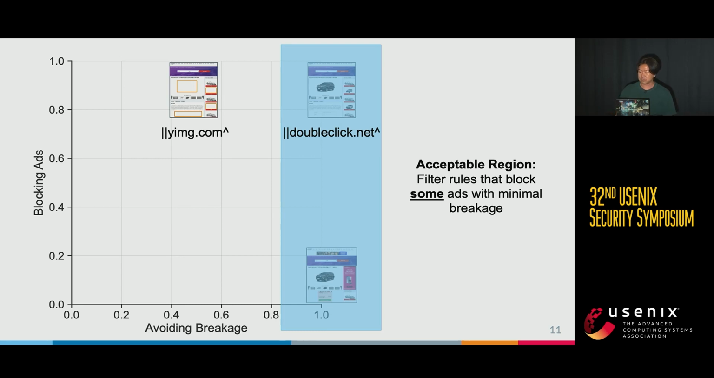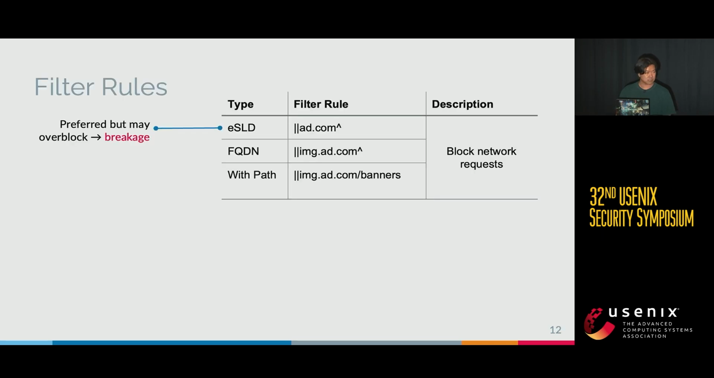And filter list authors can deal with this trade-off by using different types of rules here. For example, they prefer using the eLTD+1 form of the rule because they can use one rule to block an entire domain that is involved in serving ads. But if that overblocks and causes breakage to the user, they can use more finer grained rules, like the ones with paths. However, that makes it easier to be evaded.